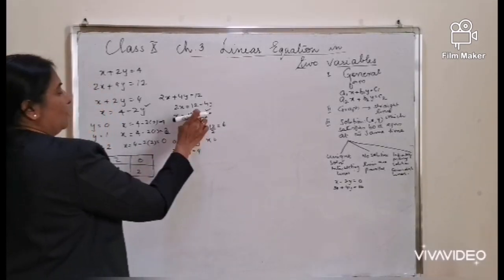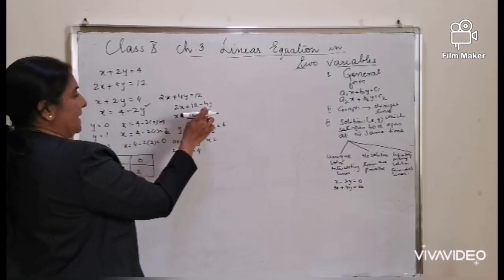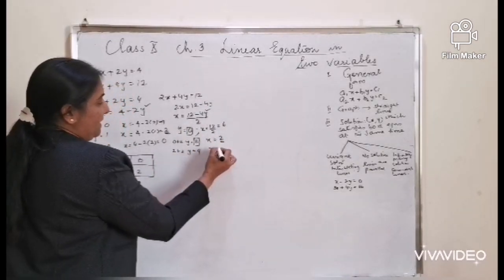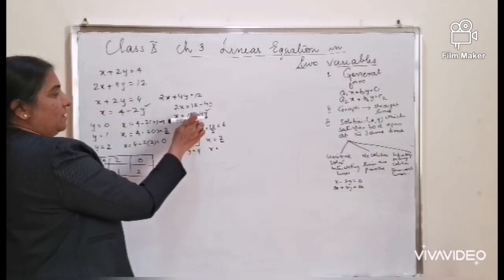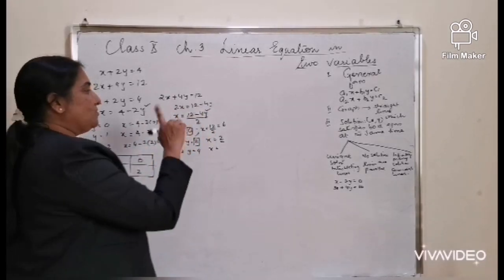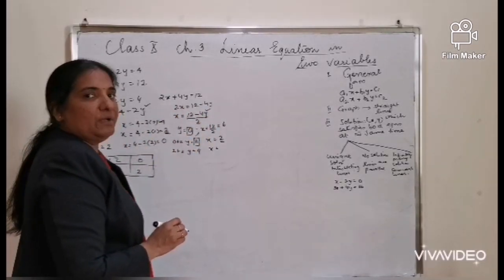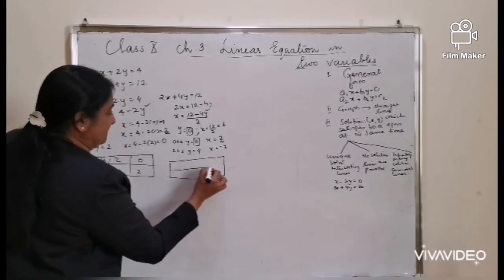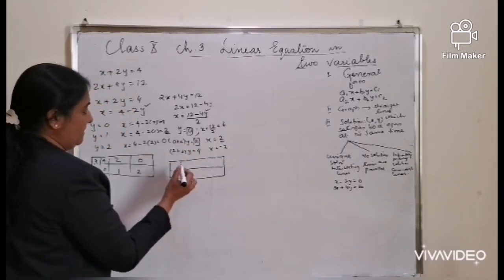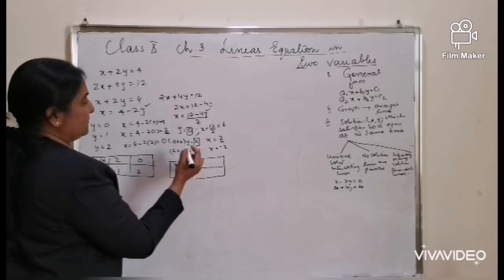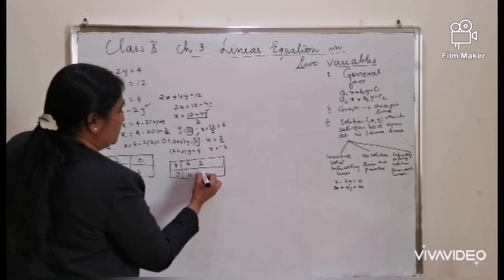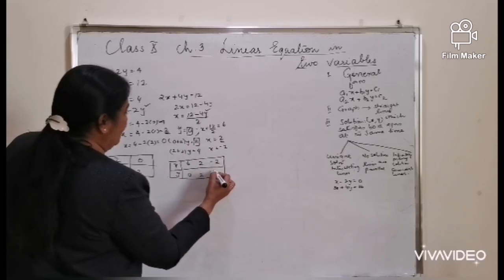X is equal to, 4 2s are 8, 12 minus 8 is 4, 4 by 2 is 2. If you substitute y as 4, 4 4s are 16, 12 minus 16 is minus 4, minus 4 by 2 is minus 2. Thus, the points formed are 6, 0; 2, 2; and minus 2, 4.